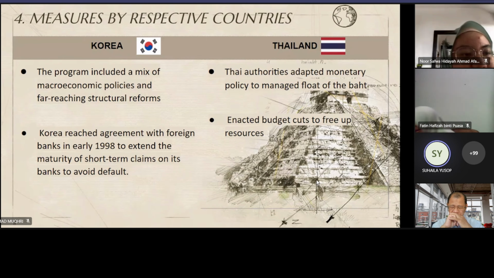Second, Korea reached agreement with foreign banks in early 1998 to extend the maturity of short-term claims on its banks to avoid default. And for Thailand, in the early stage of the program, Thai authorities adopted monetary policy to manage the flow of the baht. Thailand also enacted budget cuts to free up resources to help finance the restructuring and to support improvement in the current account position. Okay, next slide.